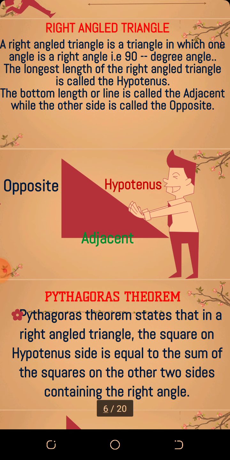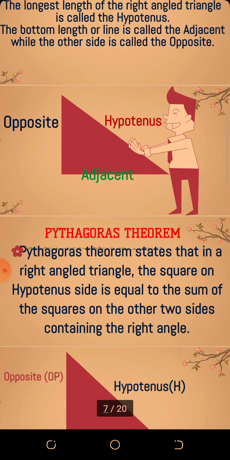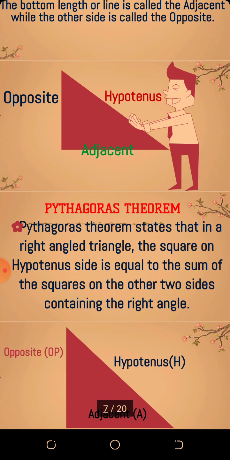Pythagoras Theorem. Pythagoras Theorem says that the square of the hypotenuse must be equal to the sum of the squares of the opposite and the adjacent, which indicates that hypotenuse squared must be equal to opposite squared plus adjacent squared. But there's one thing we need to know about the Pythagoras Theorem. Pythagoras Theorem can only work on a right angle triangle.